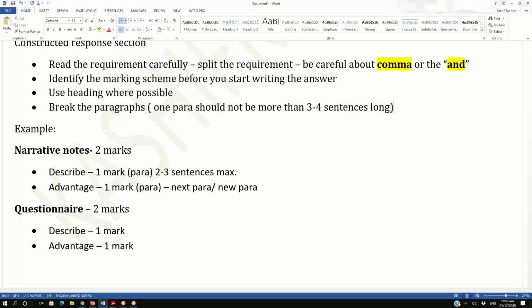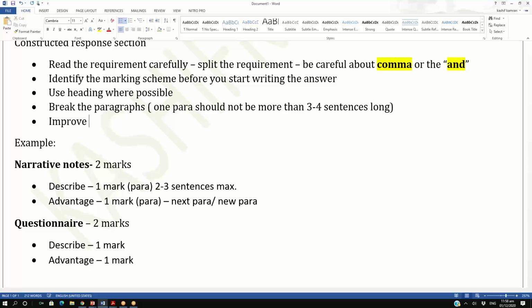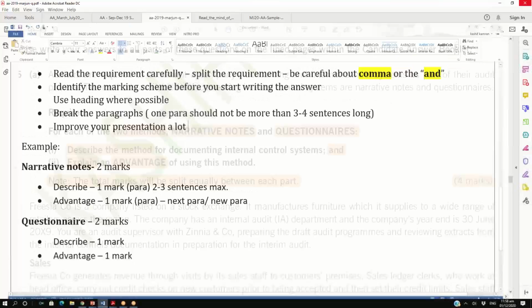So don't make a 6 sentence or 8 sentence paragraph, because that looks too lengthy even for the assessor to read and mark. Make things presentable, because presentation counts a lot in a theoretical paper. So improve your presentation a lot. Use headings, break the paragraphs. Okay, that's one. Let's move back.